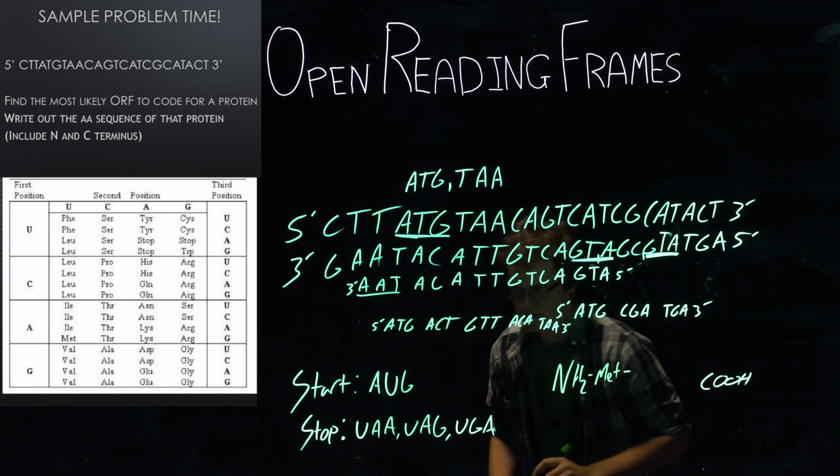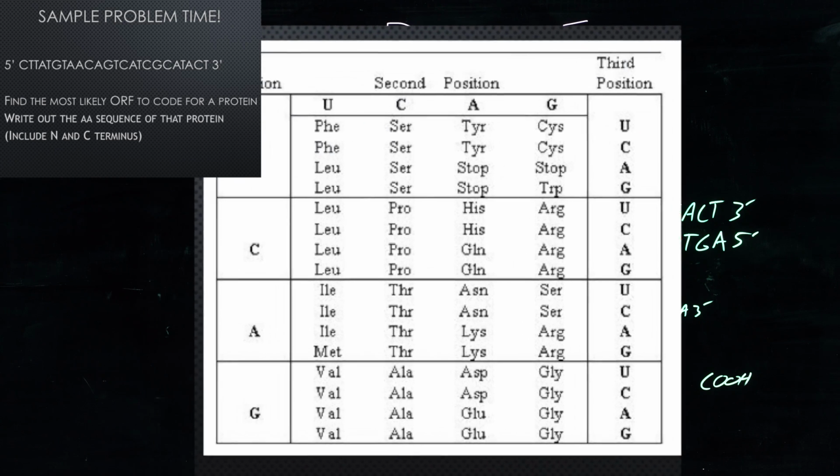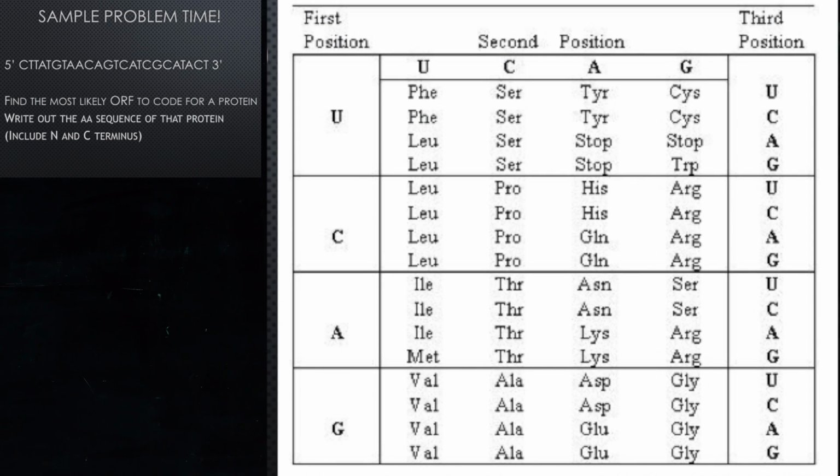And I don't know the rest of them off the top of my head, so we'll look at our genetic code to get that. The way that we read this code is you start on the left-hand side where it says first position, and you find the first base, the first nucleotide in your codon.